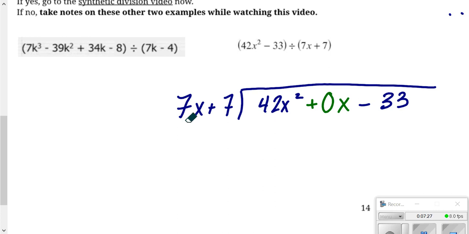You are going to think about what do I multiply by this to get this? That should be 6x. Okay, now pause the video and come back. We'll see how you did.